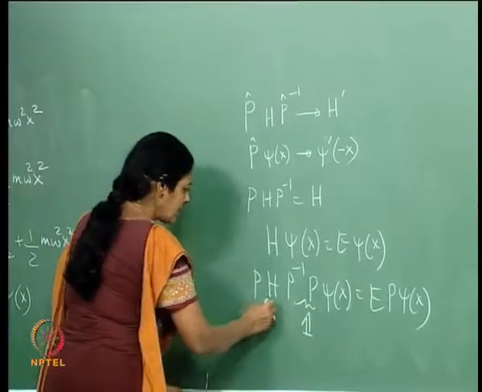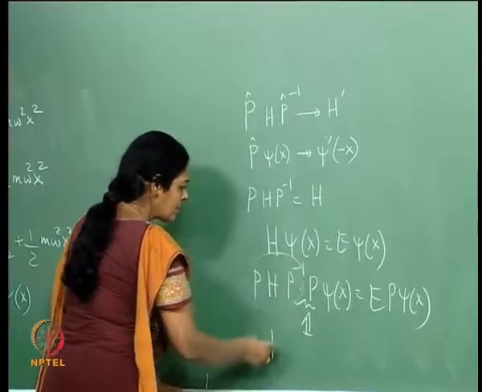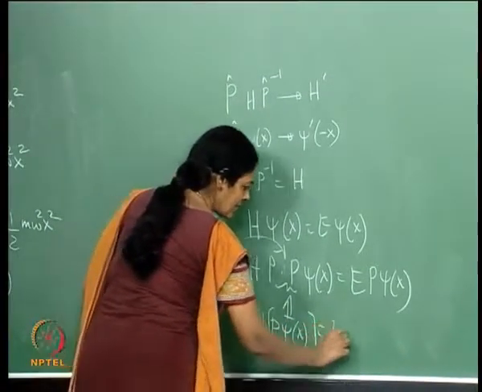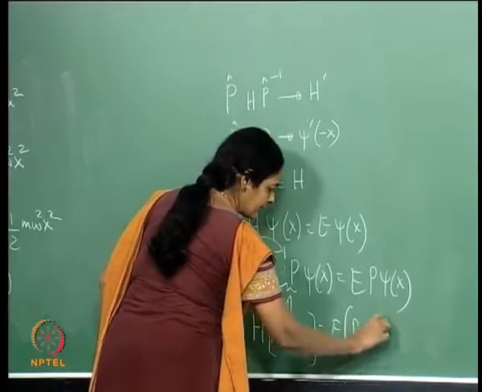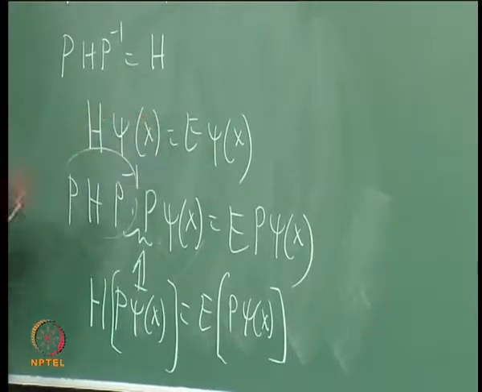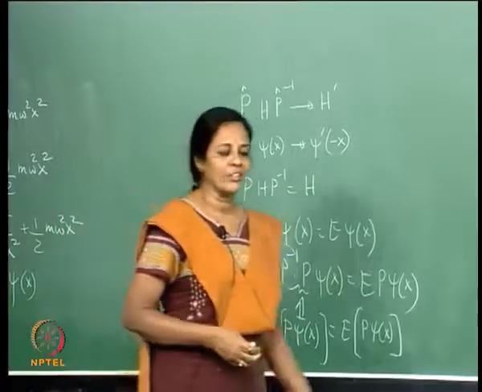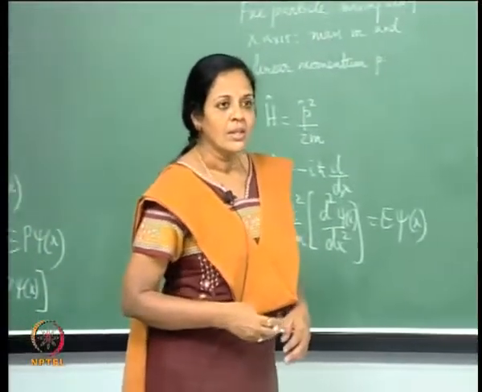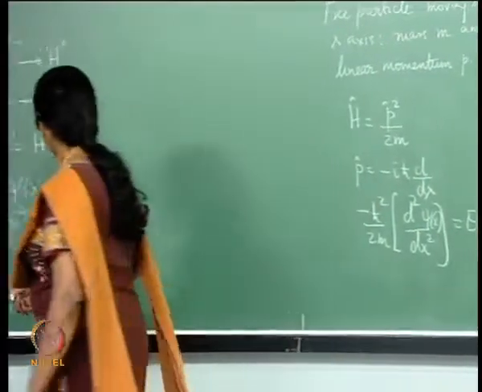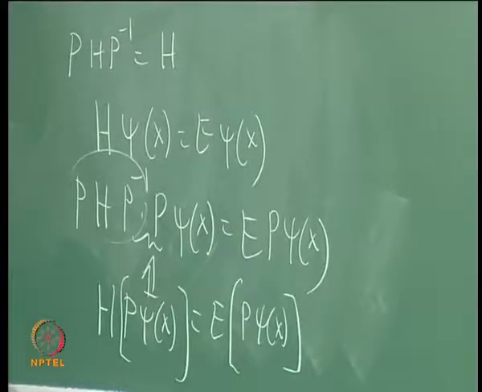And therefore I have, but P h P inverse is simply h, so h P psi of x is E P psi of x. I see that if psi of x is an eigenstate of h with eigenvalue E, P psi of x is also an eigenstate of h with the same eigenvalue E. Now if the eigenvalue E is not degenerate, then it is clear that P psi of x is either plus psi of x or minus psi of x.